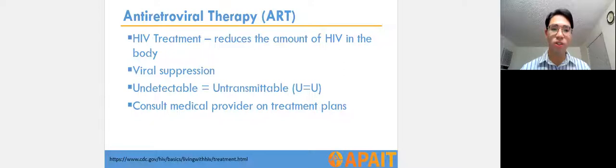All right, antiretroviral therapy is an HIV treatment that reduces the amount of HIV in the body. Antiretroviral therapy can slow the progression of the HIV disease and delay the onset of AIDS. And those who do maintain this treatment go on to live long and healthy lives. This specific treatment suppresses the person's viral load.